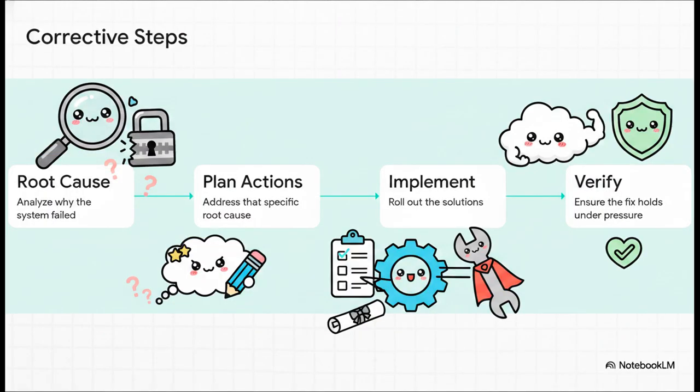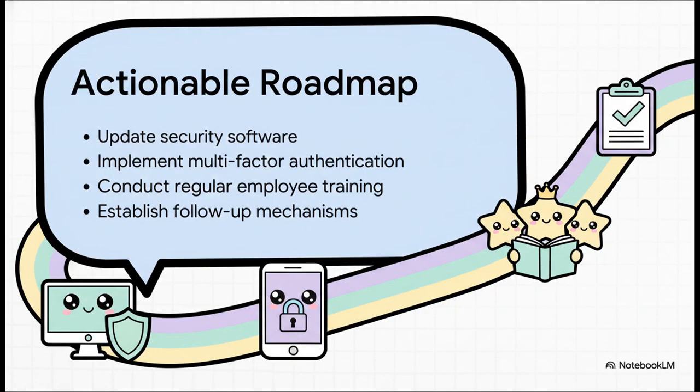First, root cause analysis. Why did the system fail in the first place? Second, plan corrective actions to address that specific root cause. Third, implement the solutions. And finally, verify effectiveness to ensure your fix actually holds up under pressure. Say we have an IT security breach. We analyze the gap, realize the passwords were just easily compromised, we implement a plan like multi-factor authentication, and then we verify it works.